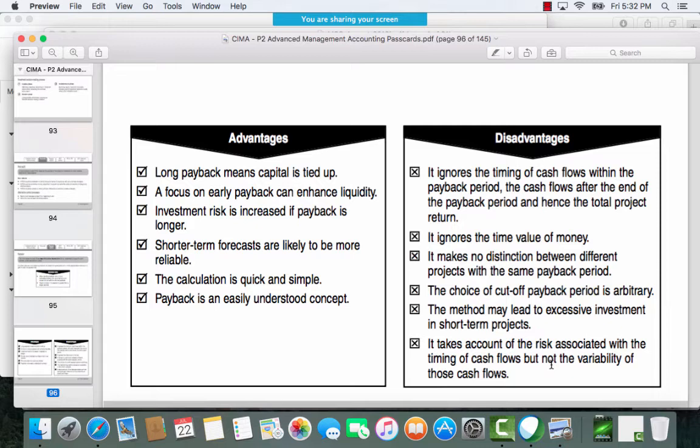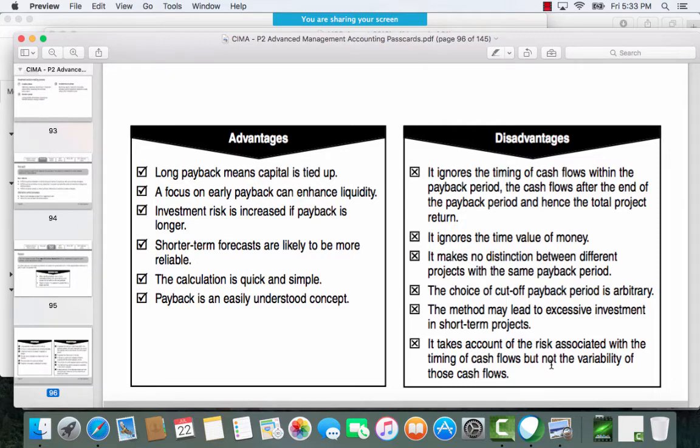Very easy to calculate. But because it's so easy to calculate, it's also a disadvantage. It doesn't take into account the time value of money. So you may use this type of thing if you're trying to invest in short-term projects. But then again, there are a lot of disadvantages. Just as a first pass, it's okay to calculate this way, to understand how we go.